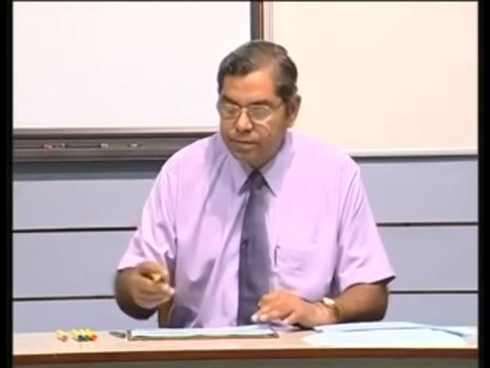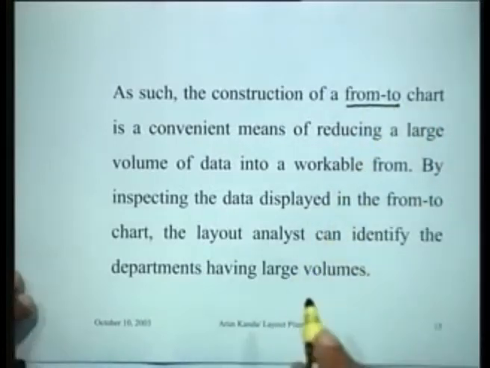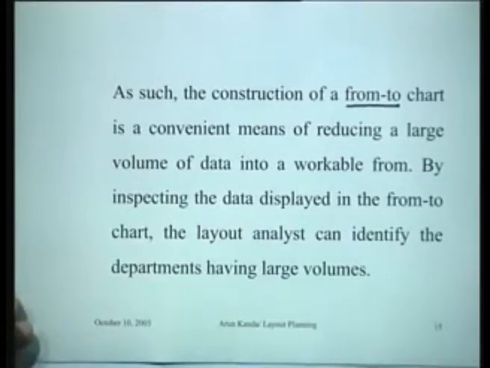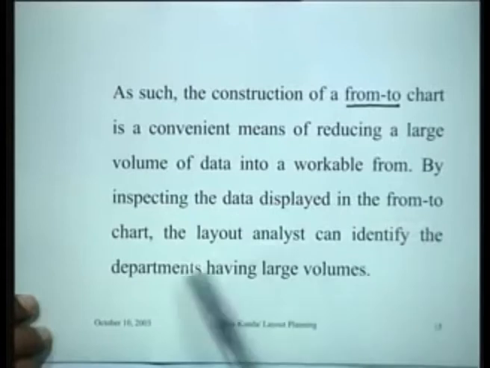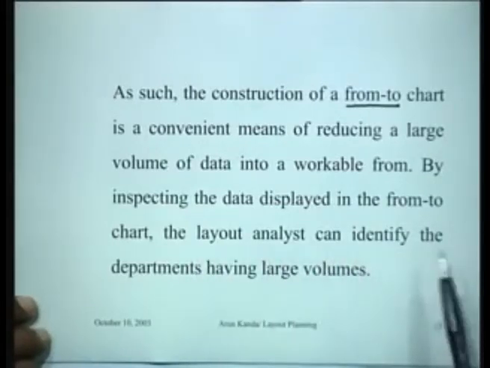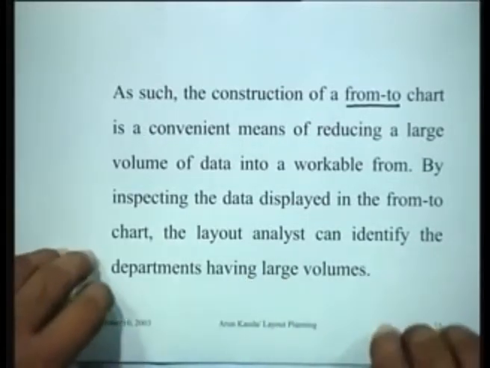Now what we are going to do is we are going to actually construct what is called a from to chart. And a from to chart is actually a convenient means of reducing a large volume of data into a workable form. And by inspecting the data displayed in the from to chart, the layout analyst can identify the departments having large volumes of movement. So let's try to do it for our example.